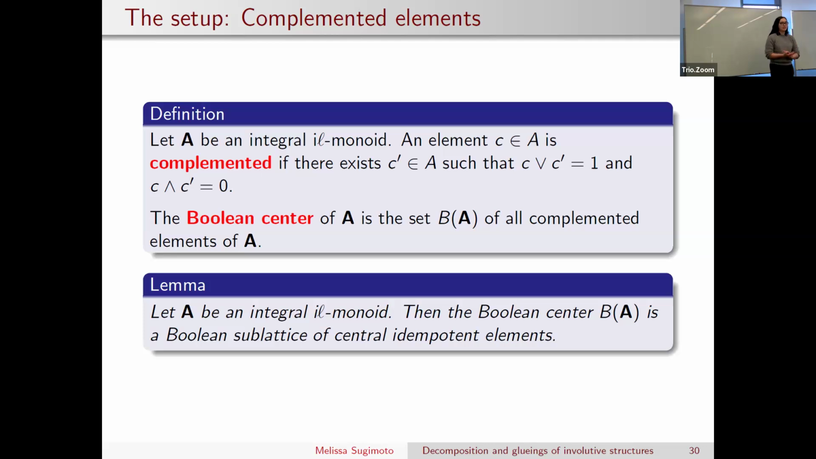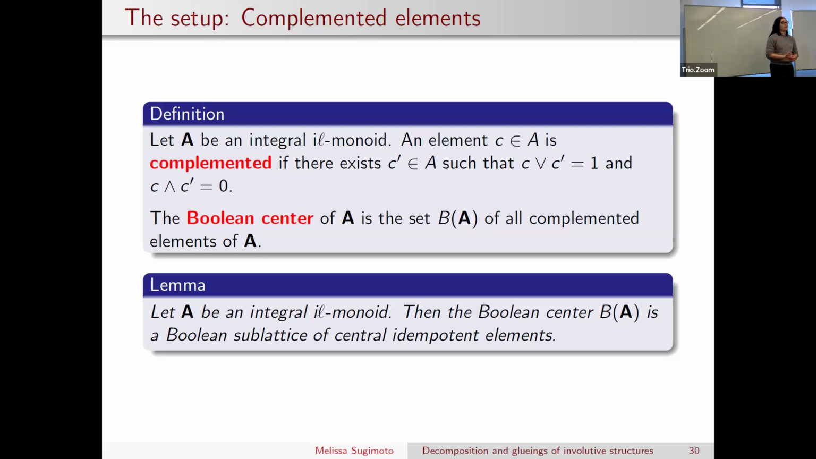We'll specialize to the case of integral IL monoids right now, because that's what we're looking at most often. And we'll define a complemented element there. An element C is complemented if there exists some other C prime, so that C and C prime join to 1 and meet to 0. In the integral involutive case, this will turn out to be that C prime will have to be the tilde of C, which will be equal to the minus of C.